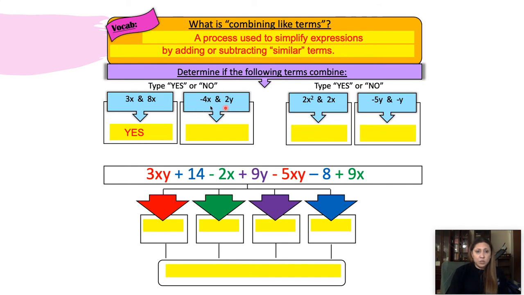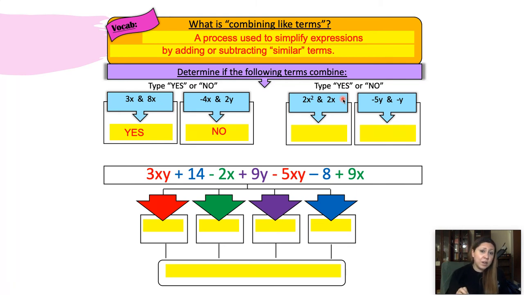On the next question, we look and we have a -4x and a 2y. Since we have two different variables, this is going to be a no. It has to have the same variable no matter what. For the third problem, I want you guys to make a guess before I say it. All right. So again, on the count of 3, say yes or no. 1, 2, 3.